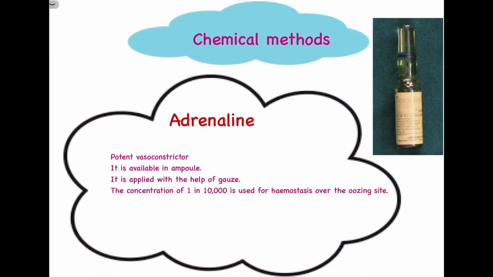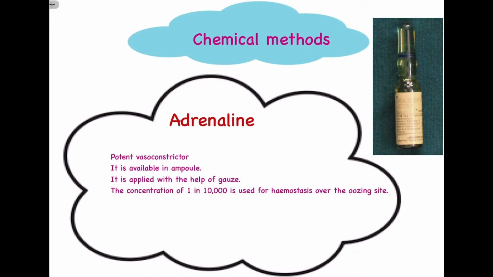Moving on towards our chemical methods. In this we have adrenaline. Definitely we all must have used it in our operatory, right? Adrenaline, as we all know, is a very potent vasoconstrictor. It has the ability to cause immediate vasoconstriction. Adrenaline is available in various ampules, and it is applied with the help of a gauze.